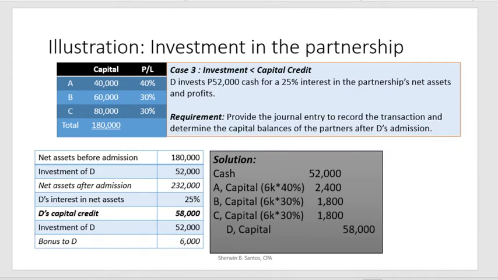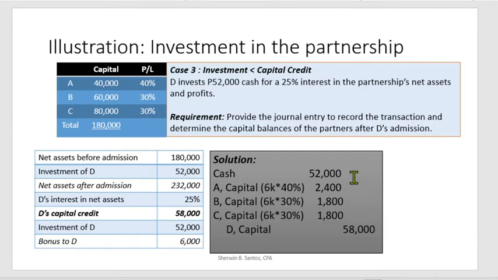Okay, let's proceed with case number 2. What happens if the investment is less than the capital credit? So, same scenario. However, the investment is 52,000. So, 180 plus 52 is 232 times 25% is 58,000. So, ang investment mo dyan ay 52,000. 58 ang capital credit kay D, pero ang ininvest niya lang ay 52. So, ibig sabihin, may bonus to the new partner or bonus to D, 6,000.